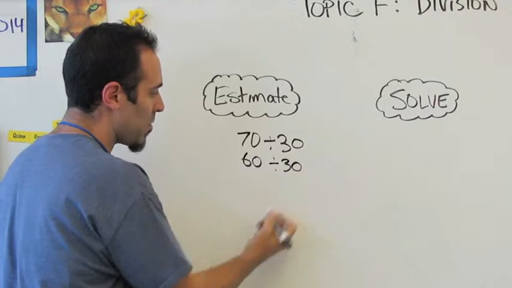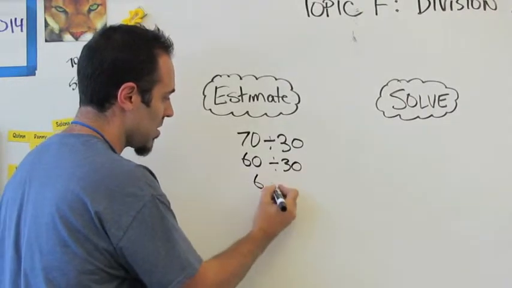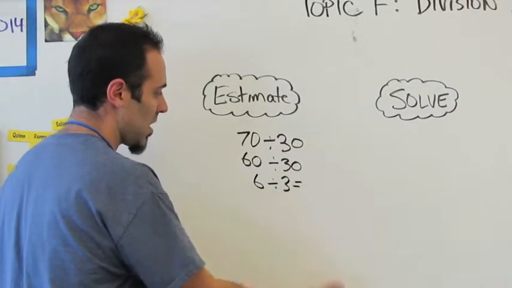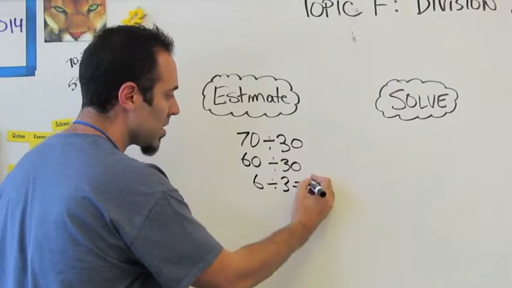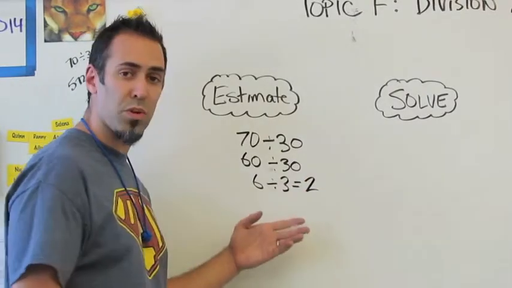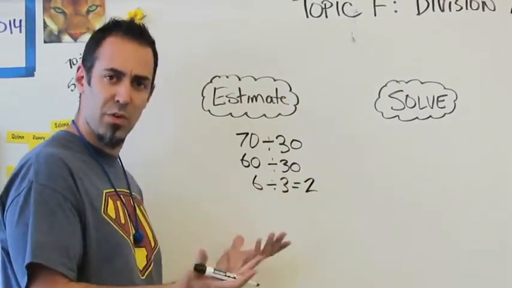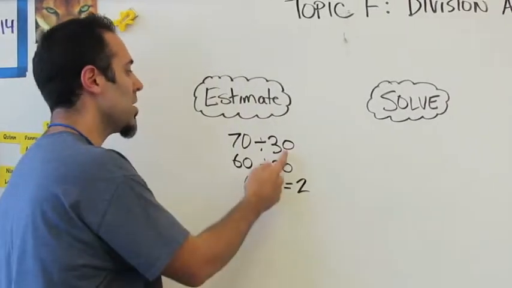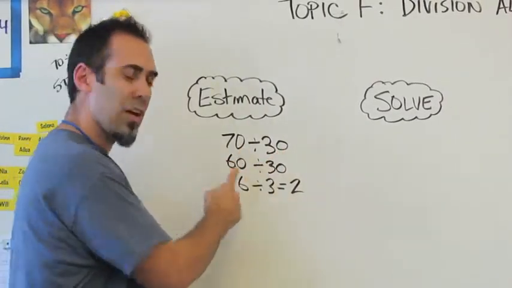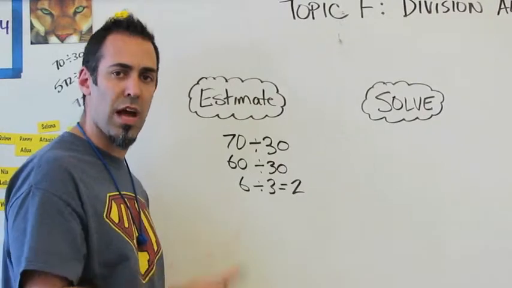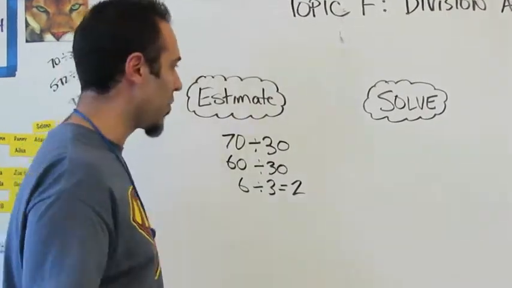We would divide both sides by 10. And 6 divided by 3 is 2. Then we would just think, is that reasonable? Is that a reasonable estimation? Would 30 actually fit inside of 70 2 times? And the answer is yes, with a little left over.